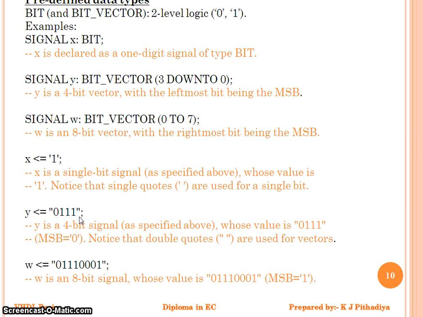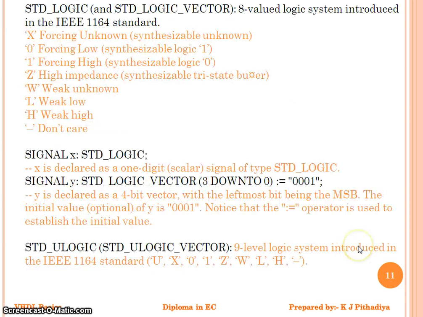Again we can go for W. Here again we have defined W as a bit vector, so we should define this within double quotes, and the MSB would be 1, counted from the right-hand side. That's why the rightmost bit, the MSB, is 1. So that is a little bit 0 to 7.